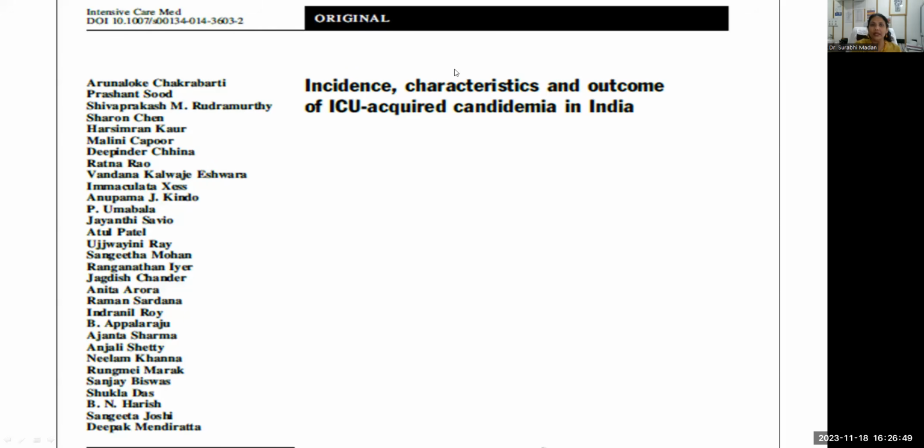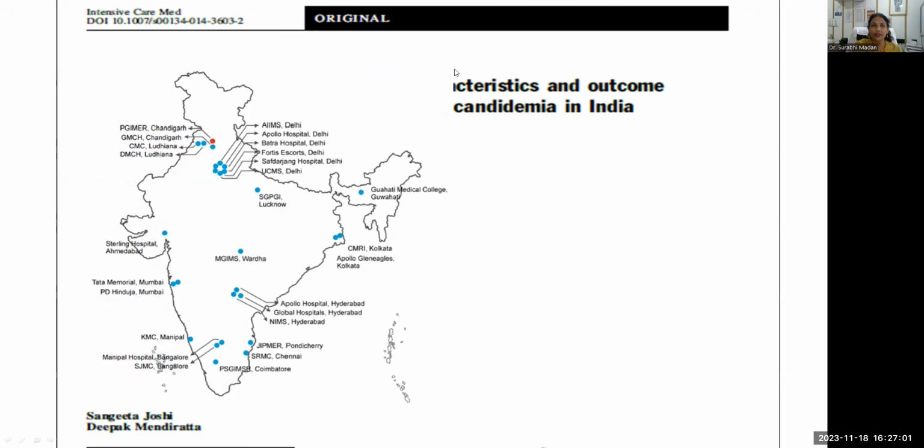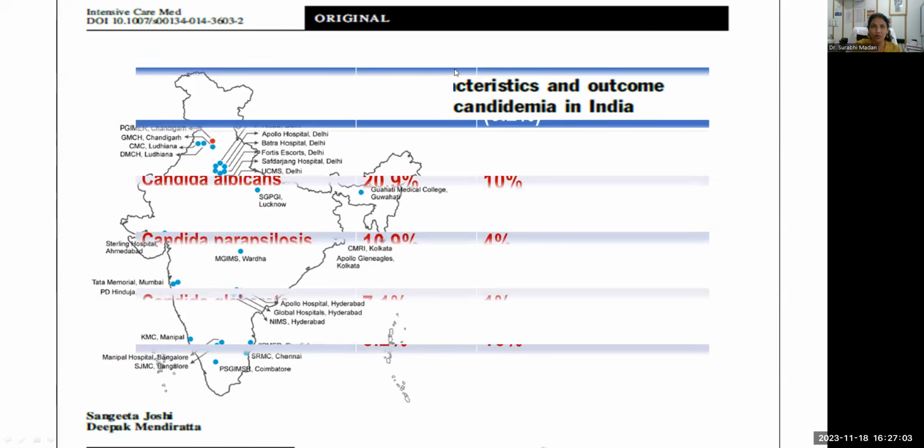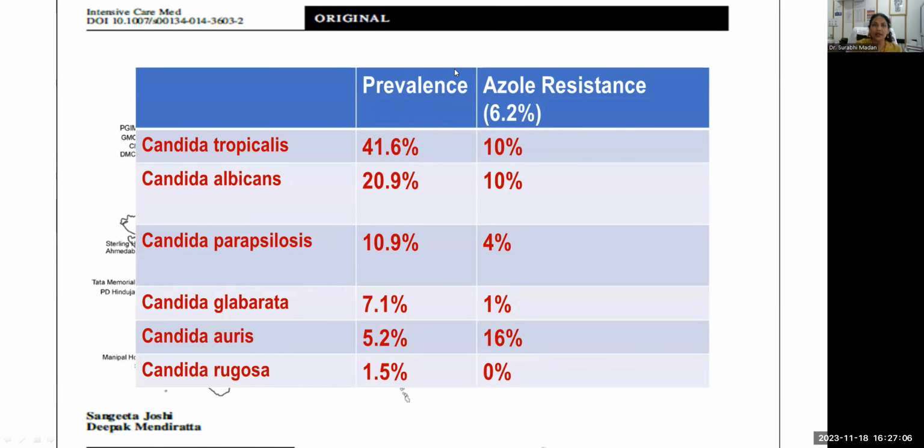Now, if we look at a very important study which has been done across various centers in our country, Dr. Arunalok Chakrabarti being the main lead. So this was a study where multiple centers across India were involved. And as you can see here, Candida tropicalis was the most common species which was isolated. And then Candida albicans, parapsilosis, glabrata, auris, and rugosa. And as you can see in this slide, azole resistance was found in all across, multiple species.